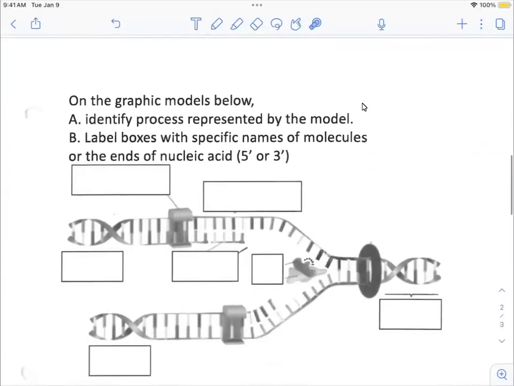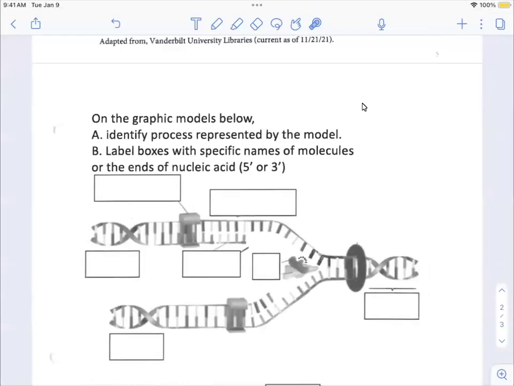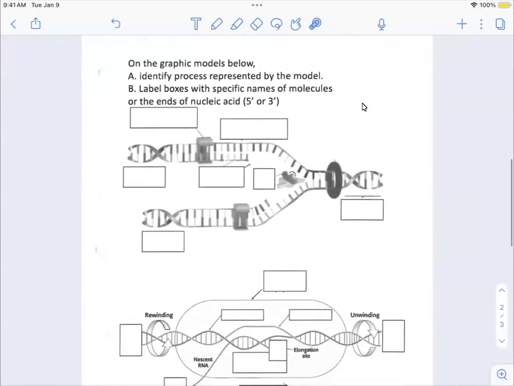All right, the last one we're going to try is going to be this diagram showing the models, right? And so the question here is, can we identify each process that's represented by a model, label boxes with specific names of the molecule? So the way you would approach this is, let's see what we have and what we're making. It looks like we start with DNA helix, right? There is double-stranded DNA, and we're producing two other DNAs. So this, the DNA to DNA, is DNA replication.